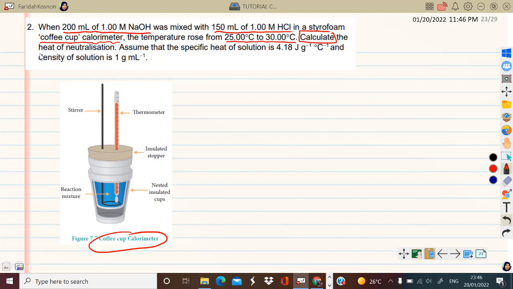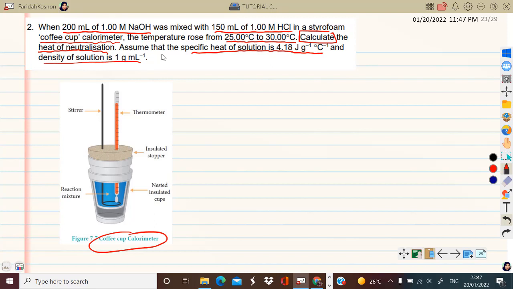So the keyword here is calculate. Okay, apa yang you nak kira? The heat of neutralization. So you have to remember or recapping. Tengok semula, what is the definition of heat of neutralization? Assume that the specific heat of solution is 4.18 joule per gram per degree Celsius and the density of solution is 1 gram per milliliter. So ini penting.